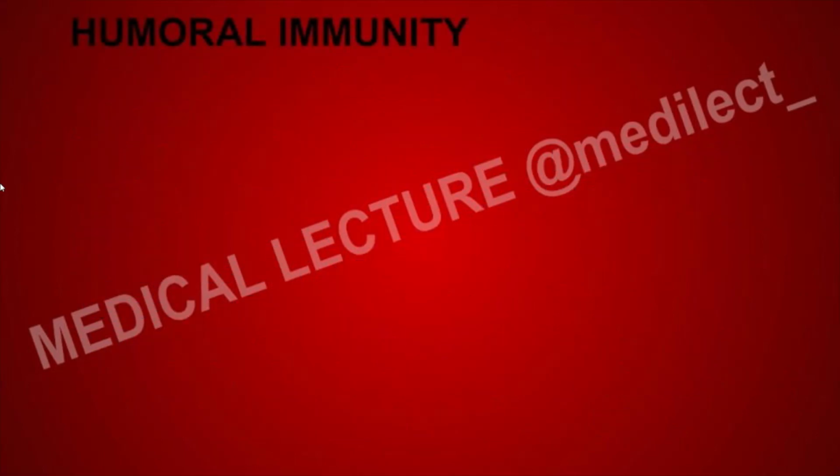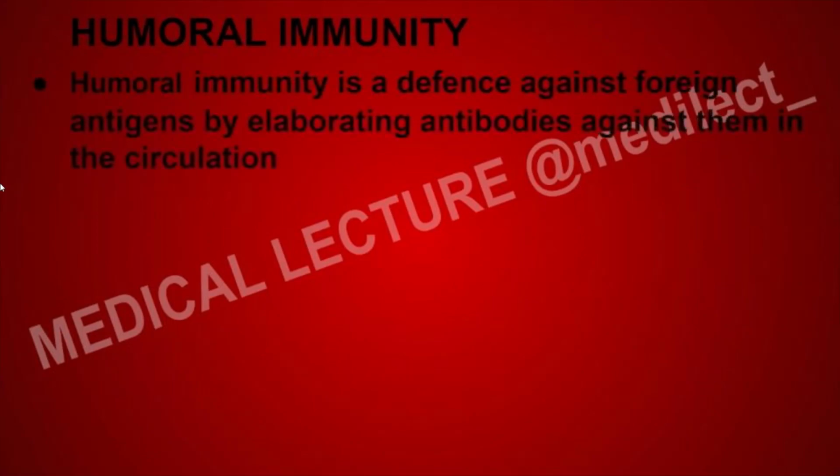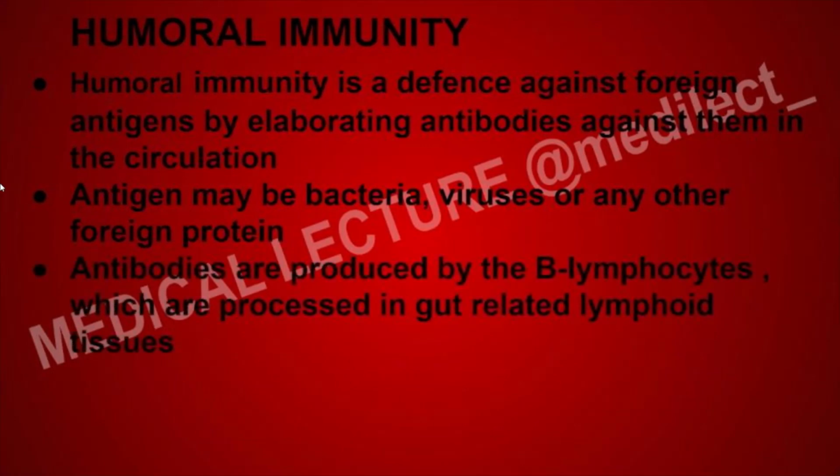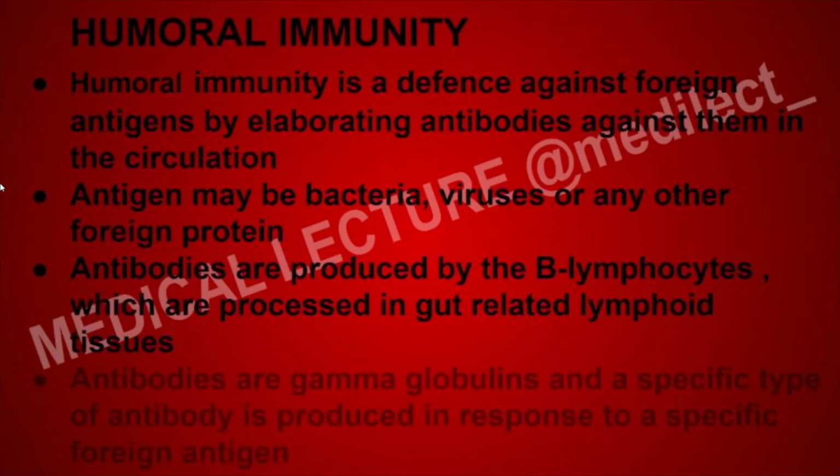Now, humoral immunity, which involves the B cells. Humoral immunity is a defense against foreign antigens by elaborating antibodies against them in the circulation. Over here, antibodies are formed. Immunoglobulins are formed. Antigen may be bacteria, virus, or any other foreign protein. Antibodies are produced by the B lymphocytes, which are processed in the gut-related lymphoid tissues. Antibodies are gamma globulins and a specific type of antibodies is produced in response to a specific foreign antigen.